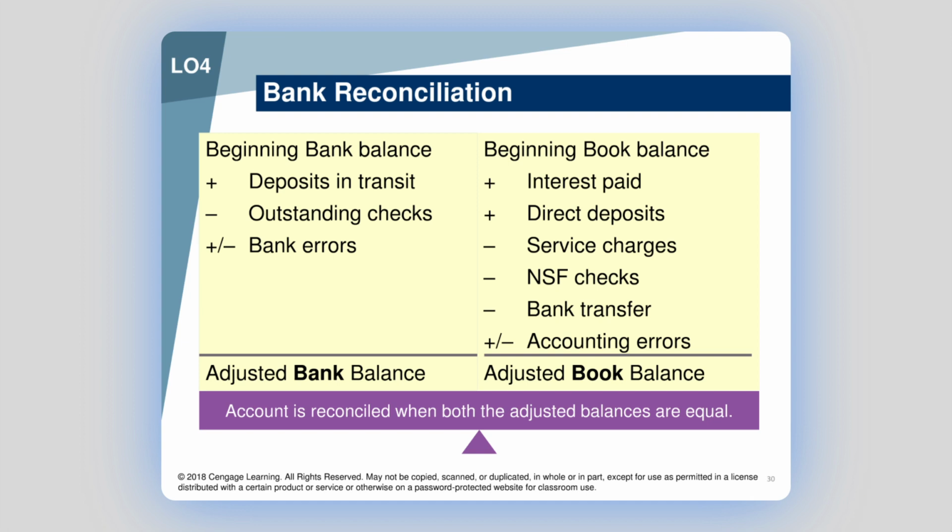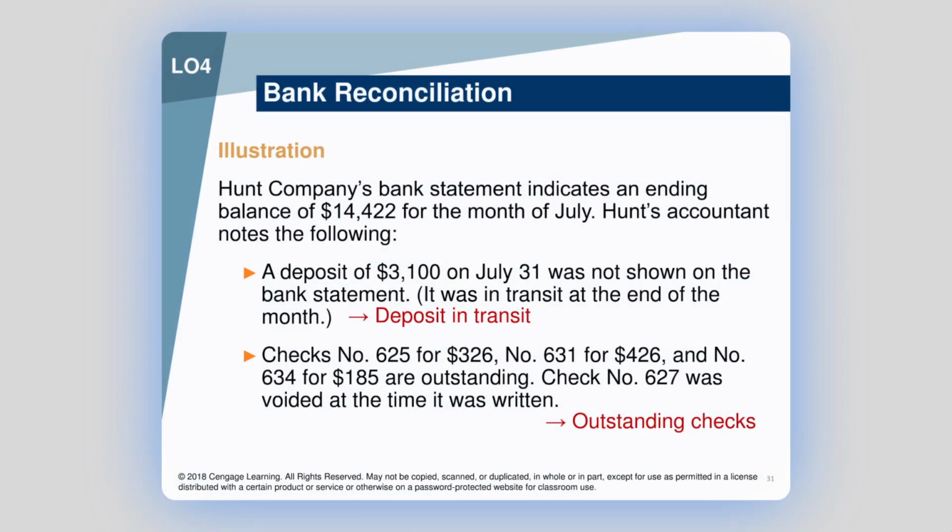How about naman in the book balance? Of course, pag nag-print tayo ng bank statement, diyan mo makikita na may mga interest paid pala. May direct deposit na nag-deposit sa'yo. May service charge ka. May tumalbog na cheque, not sufficient funds, bank transfers, or any other accounting errors. Because of this, the account is reconciled when both the adjusted balances are equal. Yes, very good. Alright, next one.